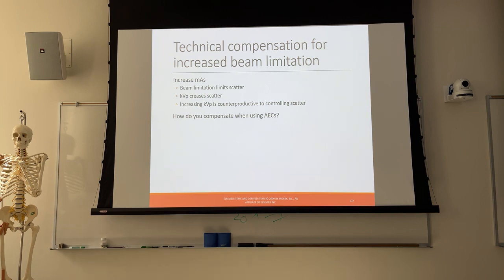Nothing. You do nothing because your AECs compensate for you, right? So if you have an increase in tissue thickness, you shouldn't have to do anything. Your AECs should take care of it. Your AECs are just radiation detectors. They receive the proper amount of radiation, they send the signal over to the timer circuit, discontinue the exposure, and your compensation, you don't have to do anything with it.